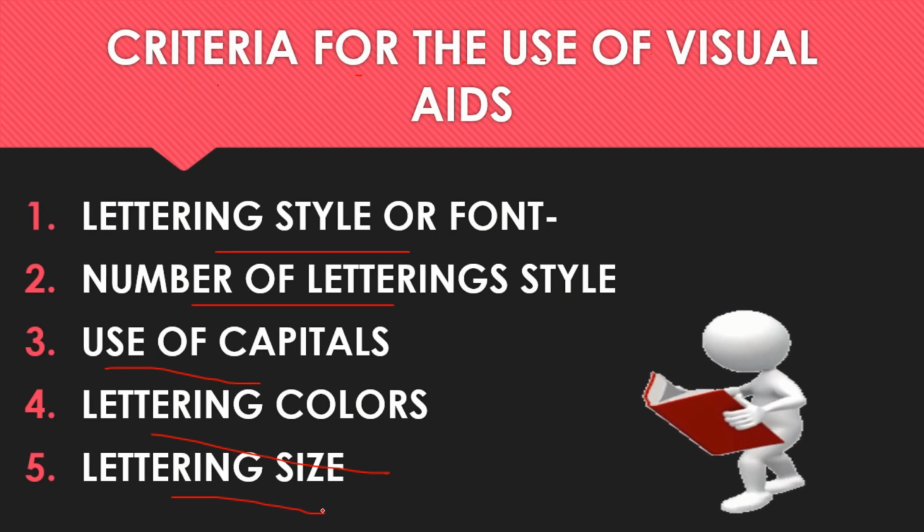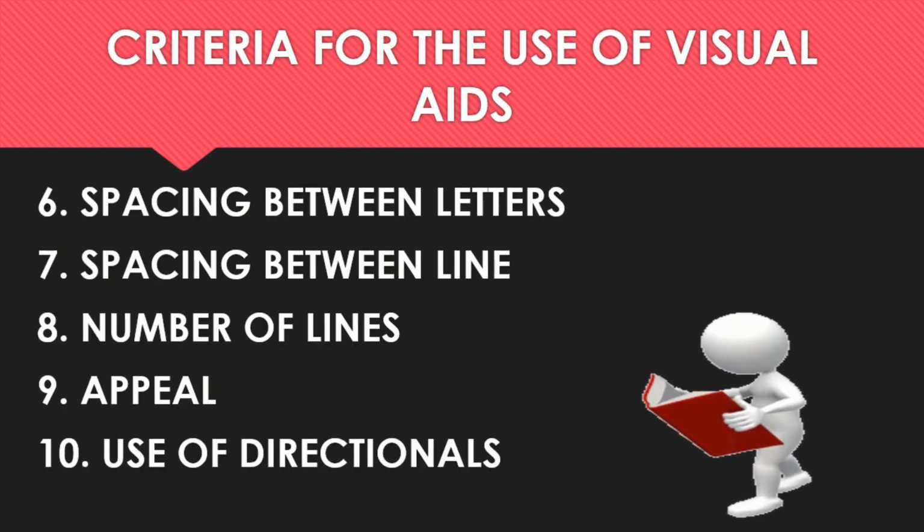Next is lettering size. It should have good visibility even for students at the back of the class. You need to make sure that even the students at the back can see your presentation. Just like this, I think I use a lettering size of 40 to 60. Next is spacing between letters: equal and even spacing. You need to make sure your spacing is properly indicated in your presentation. It's not too crowded, and not too spacious.